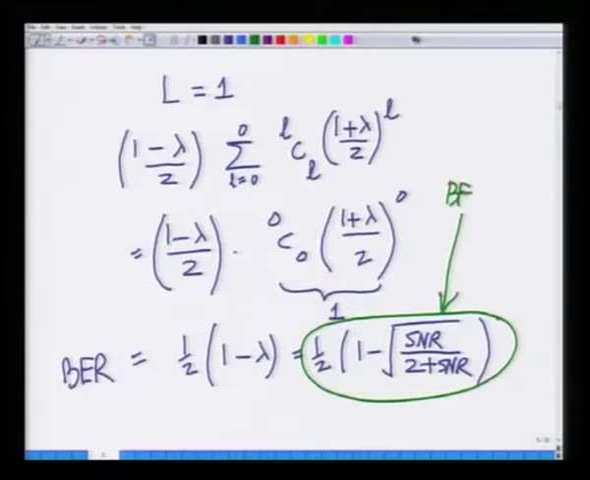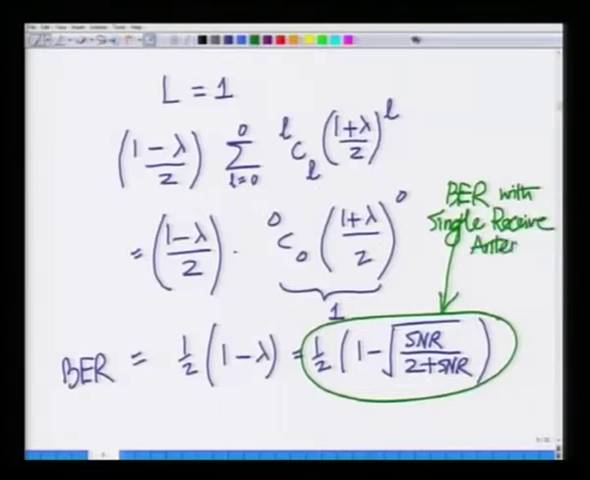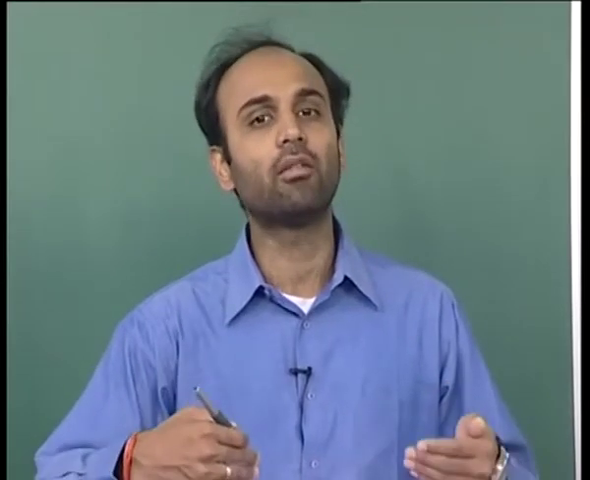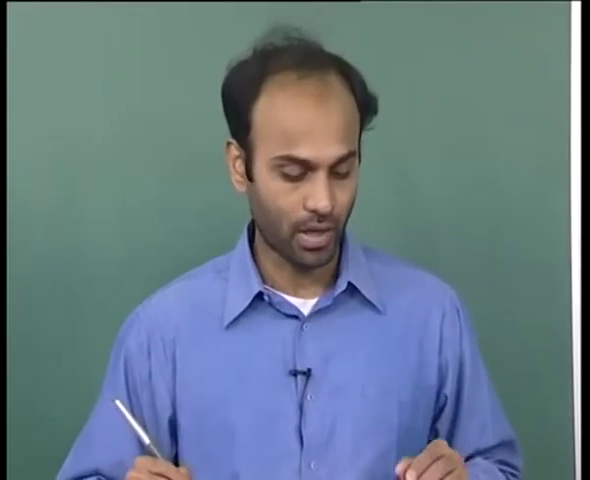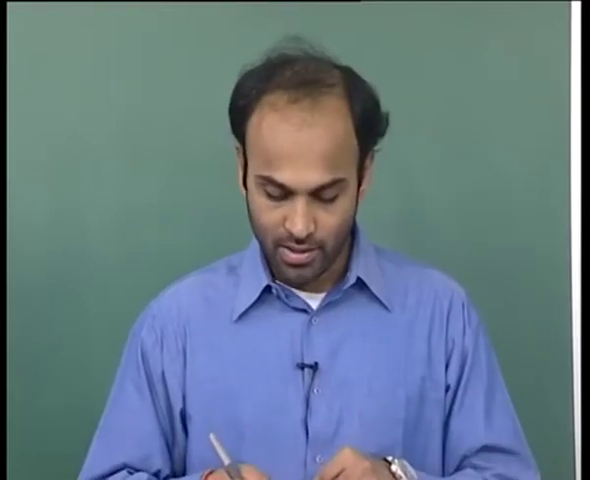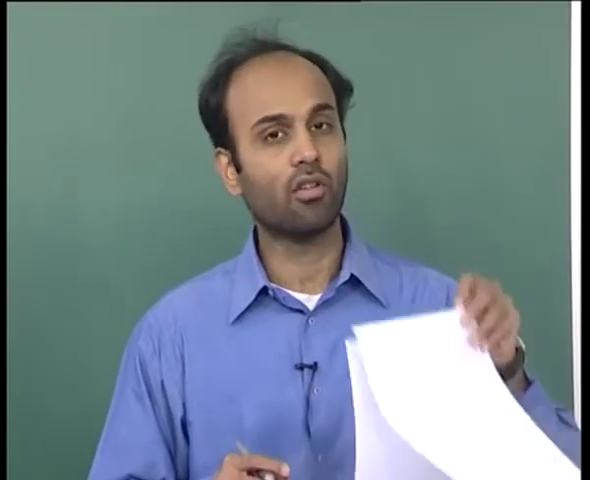This is the bit error rate of the wireless communication system with a single receive antenna, that is the same expression as we saw before. So, we are trying to say that it is consistent with what we derived before in the case of a single receive antenna. Now, let me slightly simplify this for the case of high SNR.